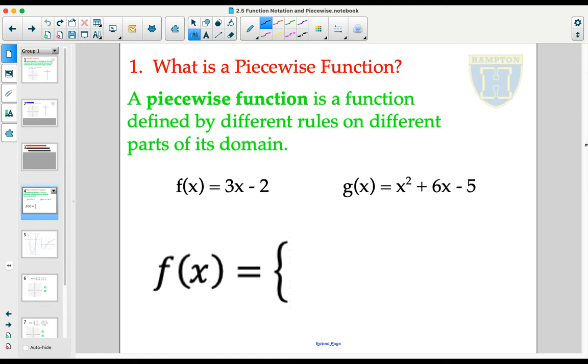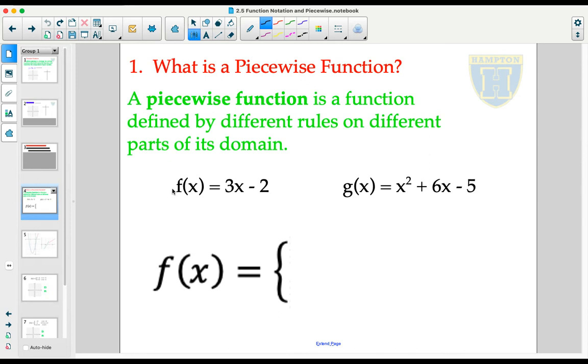In this video, we are going to introduce a new kind of function called a piecewise function. A piecewise function is a function defined by different rules on different parts of its domain. Here I have two different functions that you're probably familiar with and probably could graph.